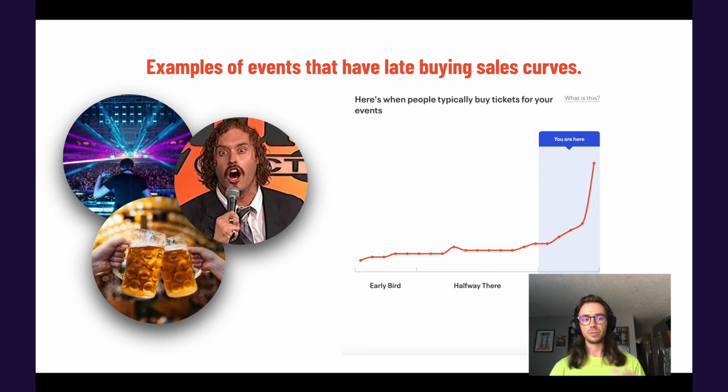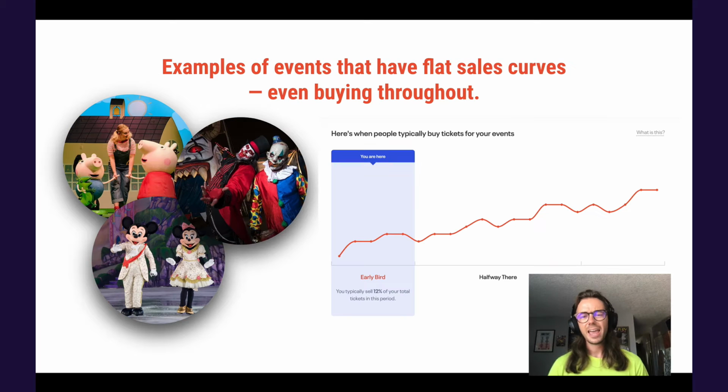Additionally, other events such as beer festivals or outdoor things that might rely on the weather tend to have late buying cycles as well, but we always know that your individual buying curves are going to be different from event to event. And events that have relatively flat buying cycles, something like Disney on Ice, Peppa Pig, or Halloween Horror Nights, are generally ones that have pretty consistent urgency, recurring events. So we generally see a pretty consistent buying process, so almost either type of campaign would work pretty advantageously in these scenarios.